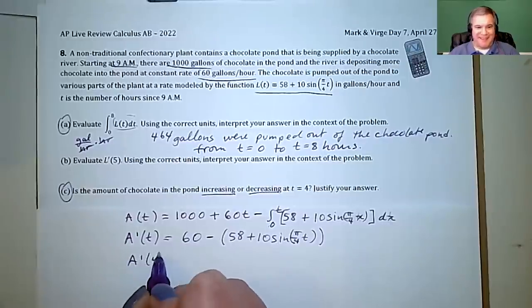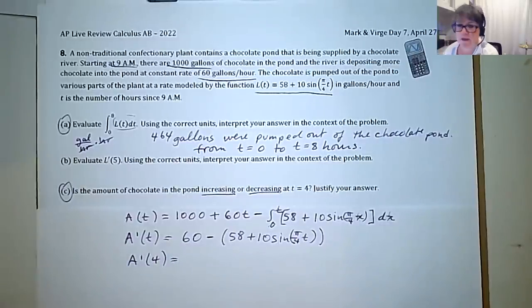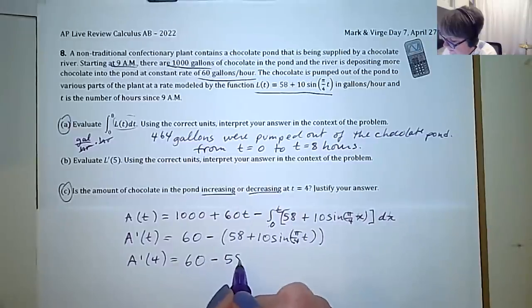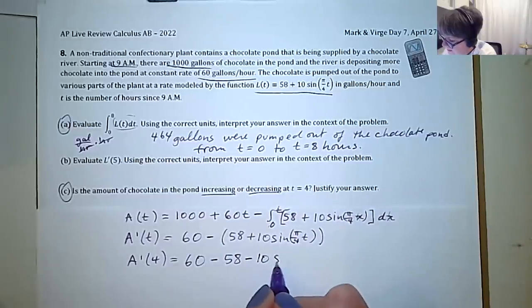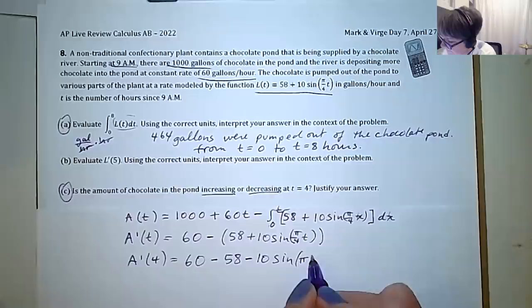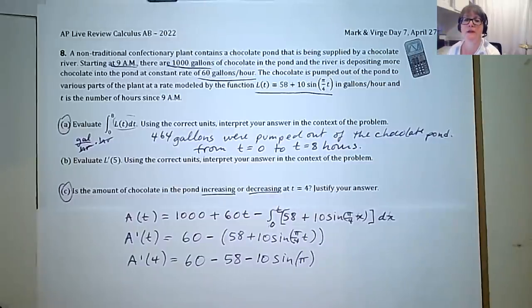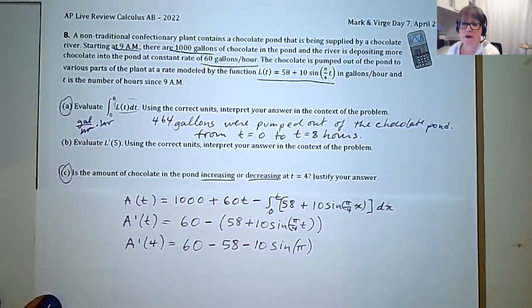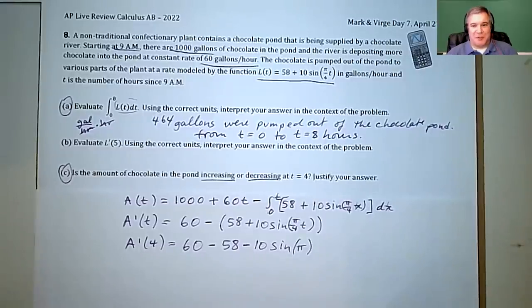Yeah. And now I want to figure out what's going on at 4. So it's going to be 60 minus 58 minus 10 sine of pi, because I'm putting in a 4 for t and that cancels. And now I think to myself, well, shoot, I could have just looked at entering minus leaving at t equals 4, and I could have figured out the sign of that. I didn't have to really do any calculus per se. So I could have done it that way also.